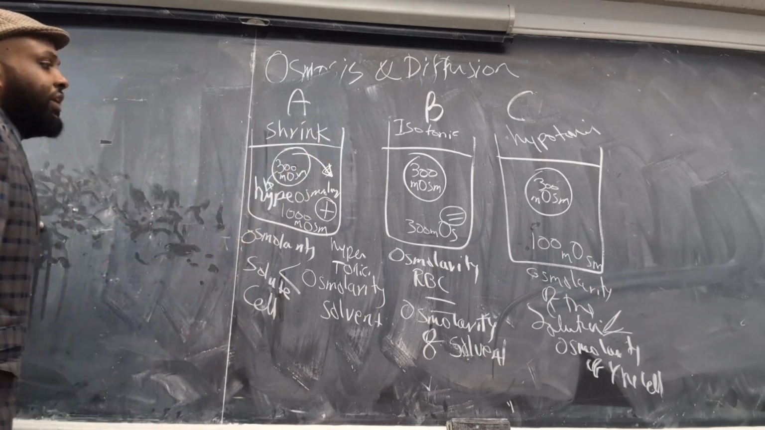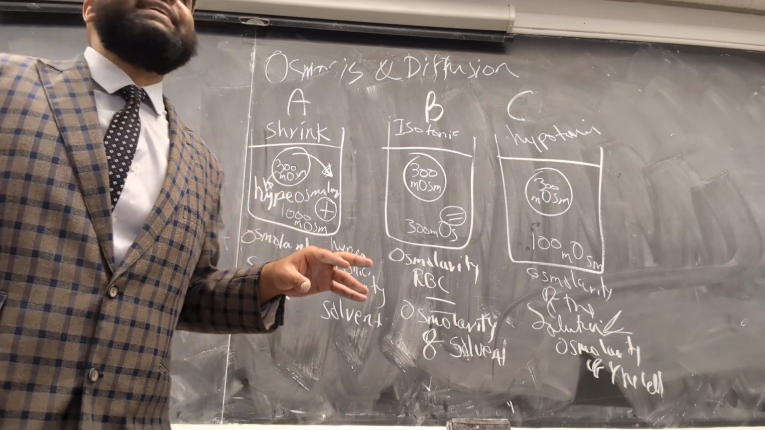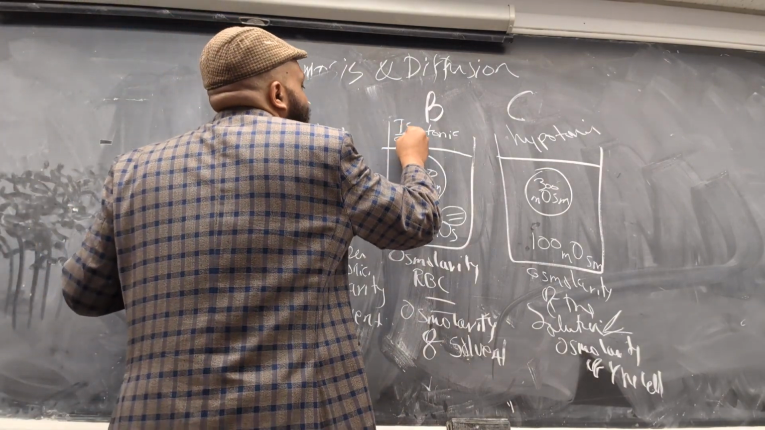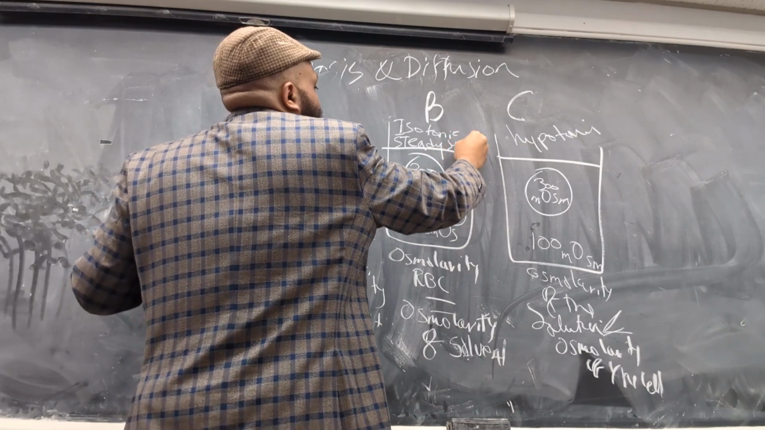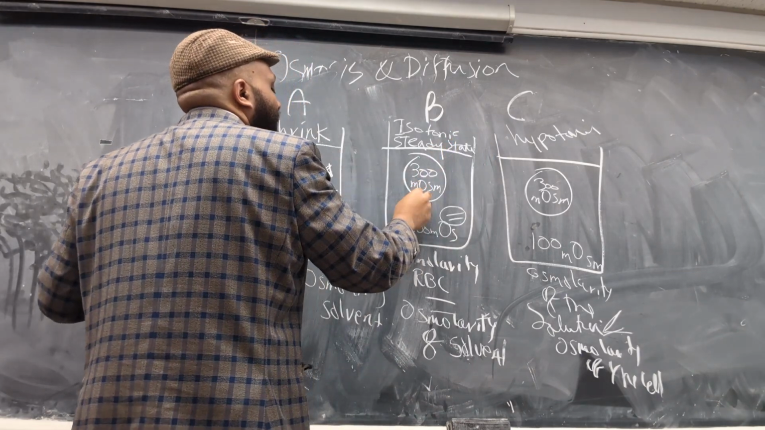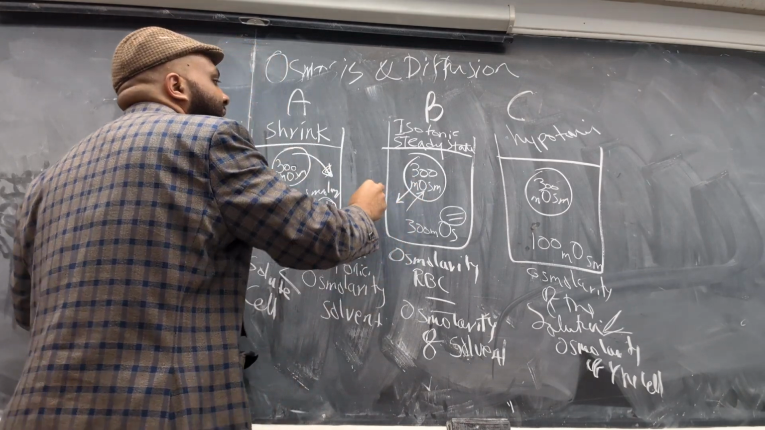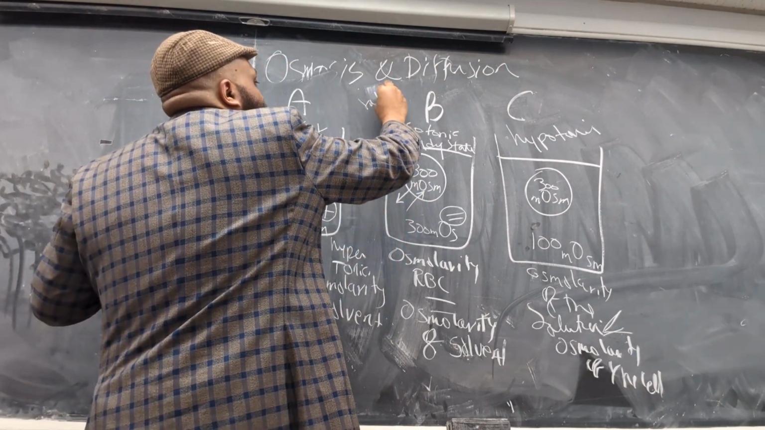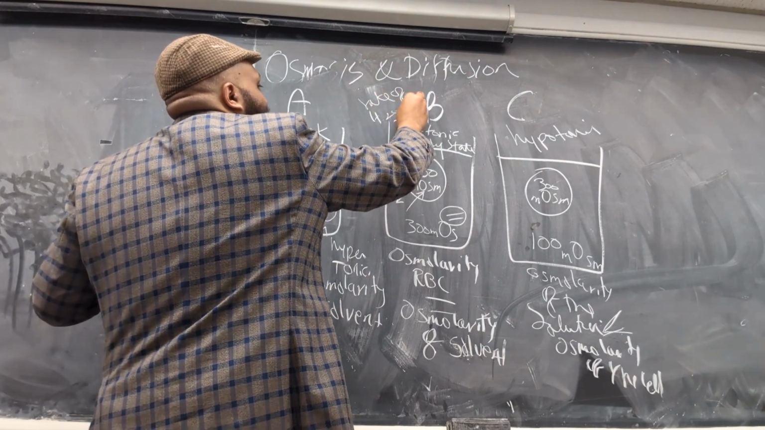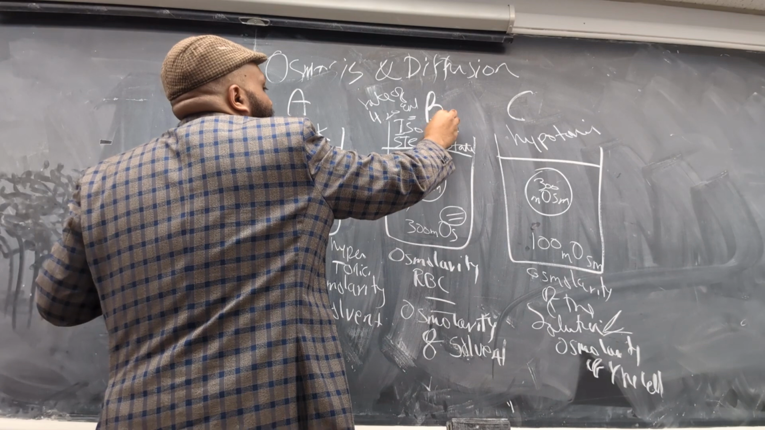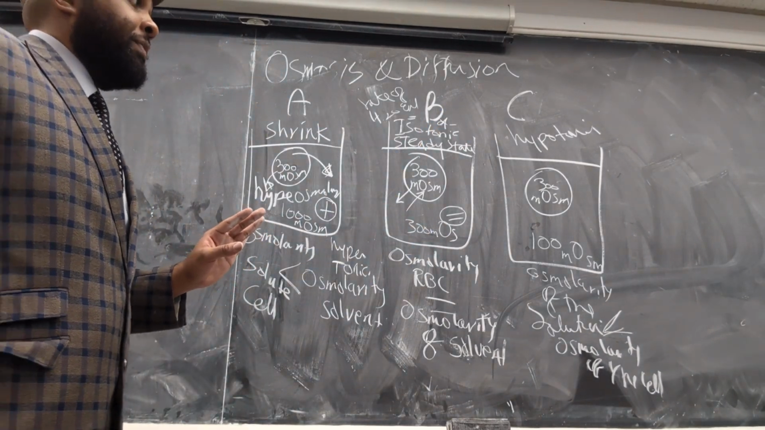The red blood cell is going to shrink. Then in the isotonic solution, there will be a steady state. There will be a steady state of water movement to the inside of the cell and outside of the cell. So the rate of water entering the cell will equal the rate of the water exiting the cell, and that is an equilibrium.